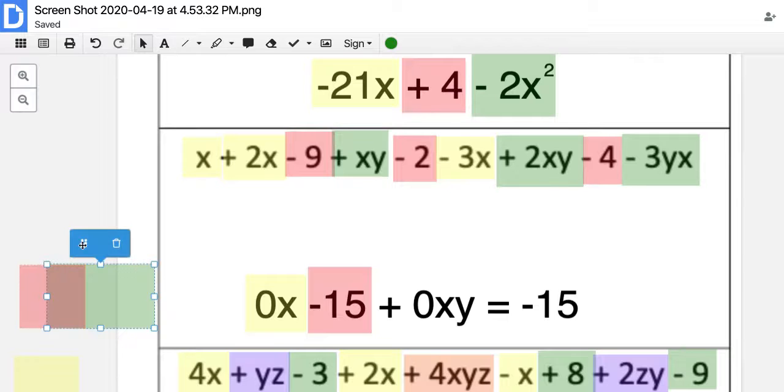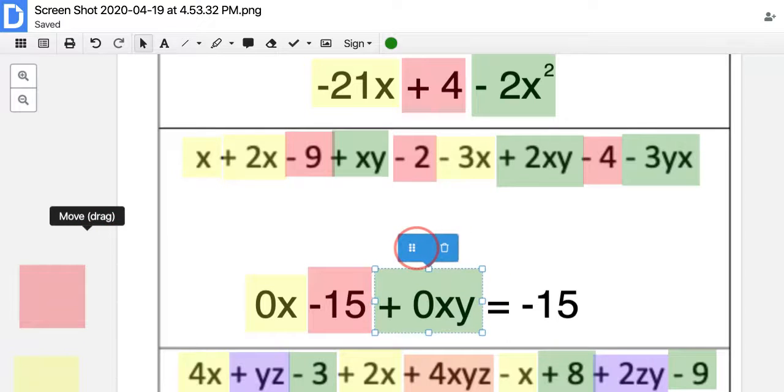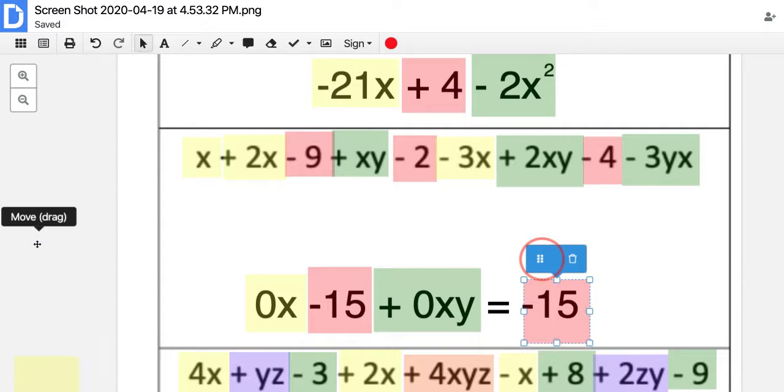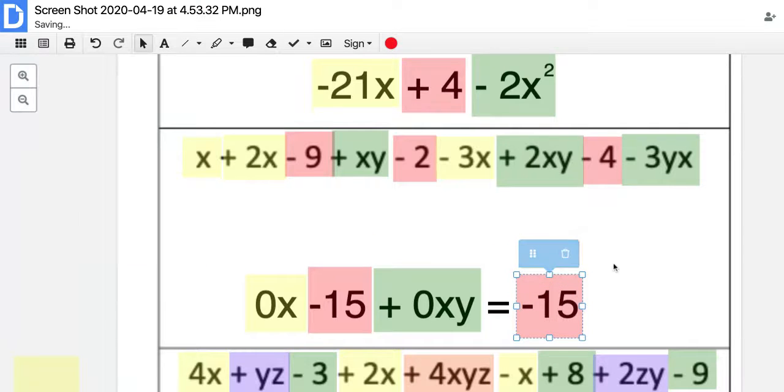Now, your final answer, you wouldn't write it like this with the zeros. You just write your final answer, the negative 15, without the 0x and the 0xy. So final answer is negative 15.